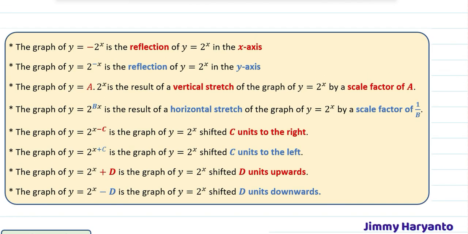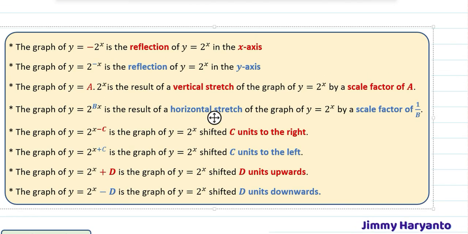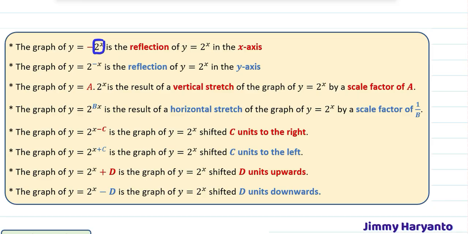So when you have negative 2 to the power of x, we already learned how to sketch this one before, right? If the question wants you to sketch negative 2 to the power of x, that means you have to reflect 2 to the power of x in the x-axis. And when you have 2 to the power of negative x, you have to reflect it in the y-axis. And a means stretch by a scale factor of a. Vertical stretch means you have to multiply all of the values of y by the scale factor of a.